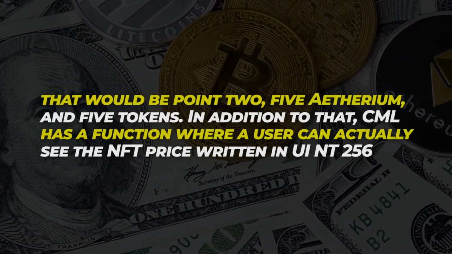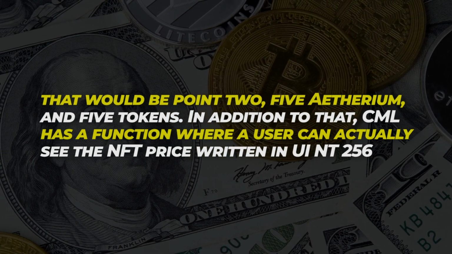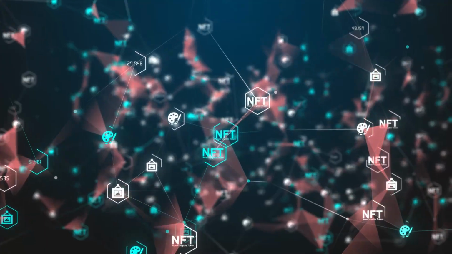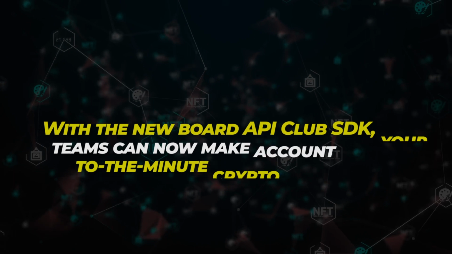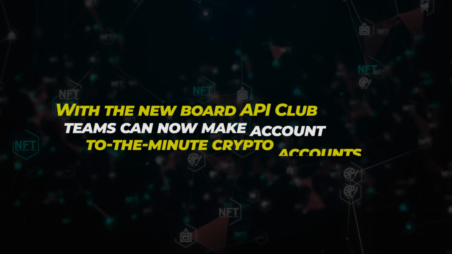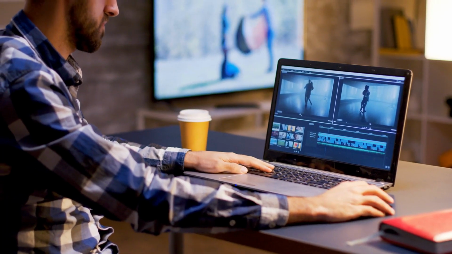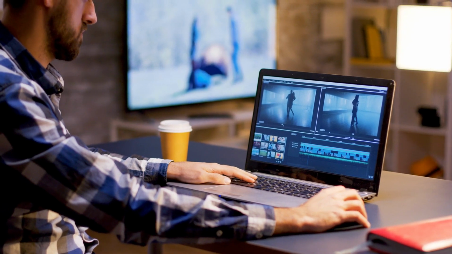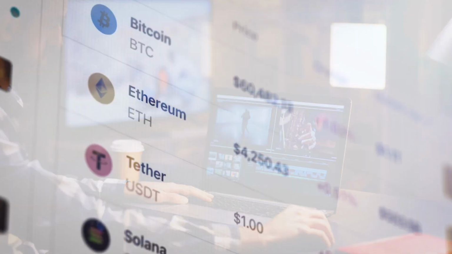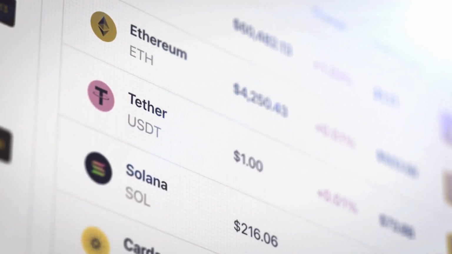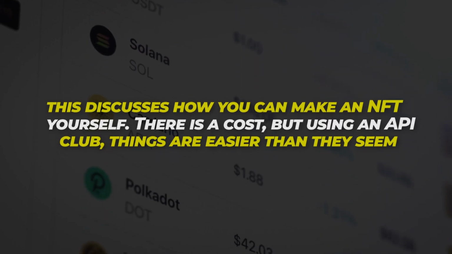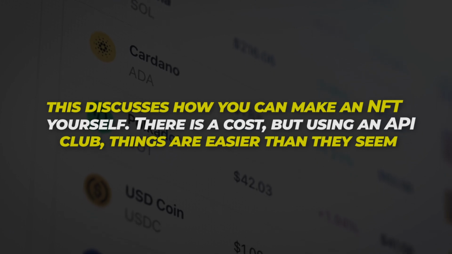In addition to that, the contract has a function where a user can actually see the NFT price written in UINT256. This comes out to be 0.5 Ethereum. With the new Bored Ape Yacht Club SDK, your teams can now make accounts specific to the minute crypto accounts. Club uses structured data and machine learning to produce content of equal quality and reliability of professional consultants without lengthy development time. Similar to how many non-fungible tokens or NFTs are traded, this discusses how you can make an NFT yourself. There is a cost, but using an API club, things are easier than they seem.